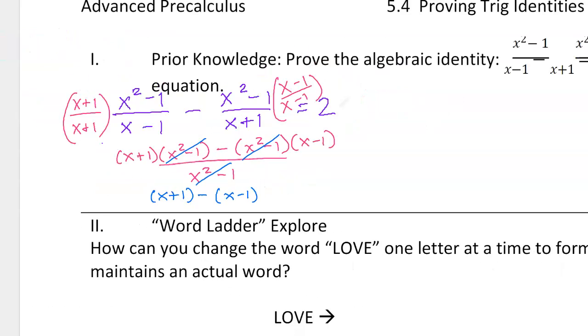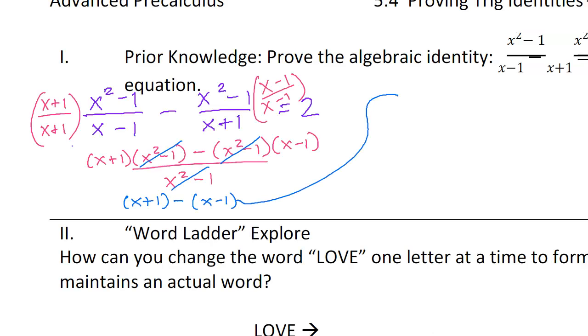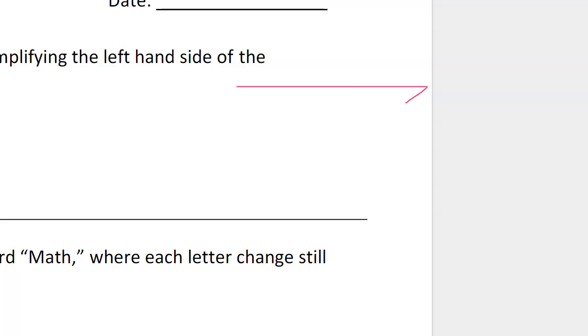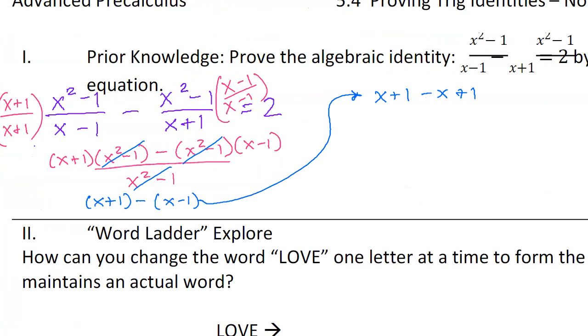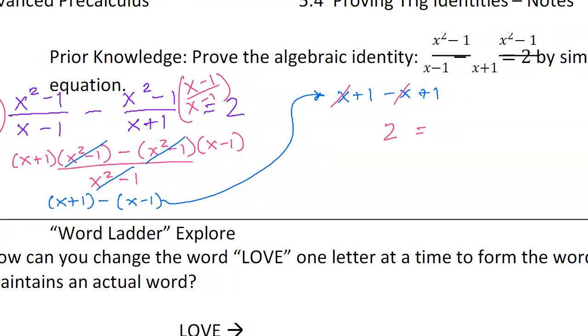What I'll do from here is distribute the negative into my second binomial, making it become x plus 1 minus x plus 1. The x's will cancel, right? x minus x cancels out, and 1 plus 1 is 2. Is that what I was trying to end up with? I have proven this algebraic identity. I have made the left-hand side be the same as the right-hand side. This is an algebraic proof.